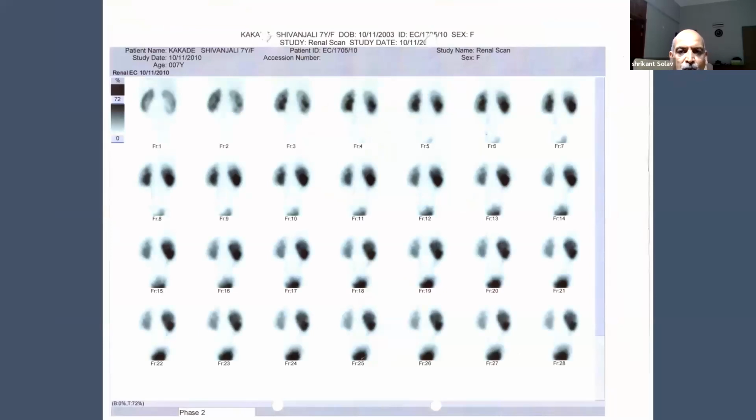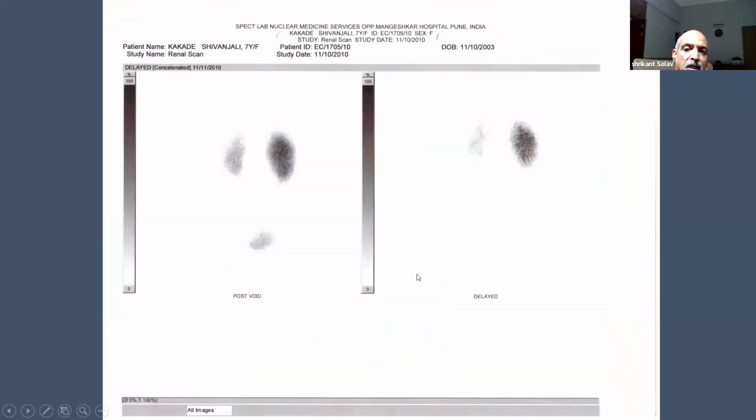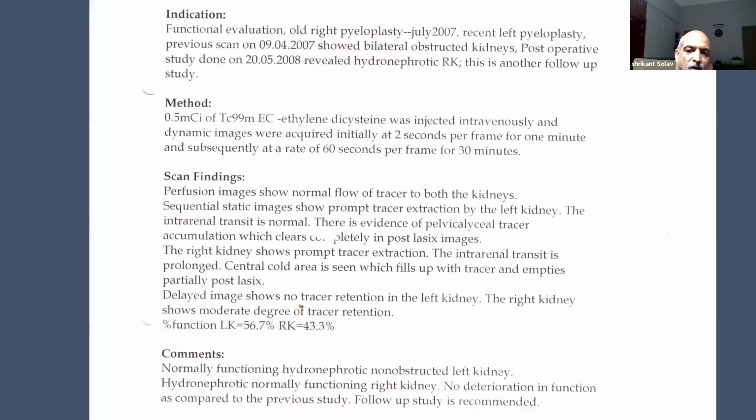A follow-up scan was done in 2010. So that was 2008 and then 2010. Once again, both the kidney functions are preserved. Right kidney intrarenal transit is prolonged, as you can see here. So 55, 45. Now it appears to be obstructed, but in the delayed image between this and this, there is some degree of clearance. So once again, we said that this is a sluggishly clearing kidney. Its function is preserved. There are no UTIs, the patient is asymptomatic. We can perhaps conserve and closely follow.